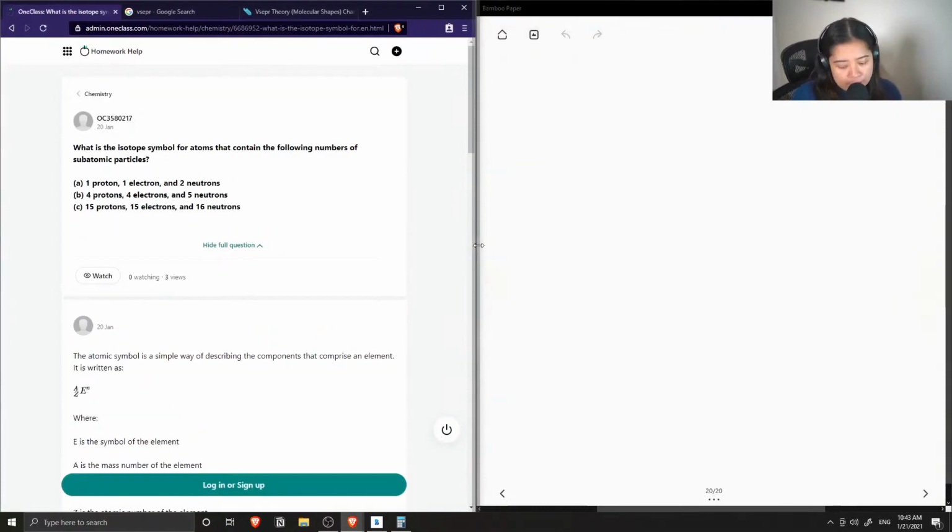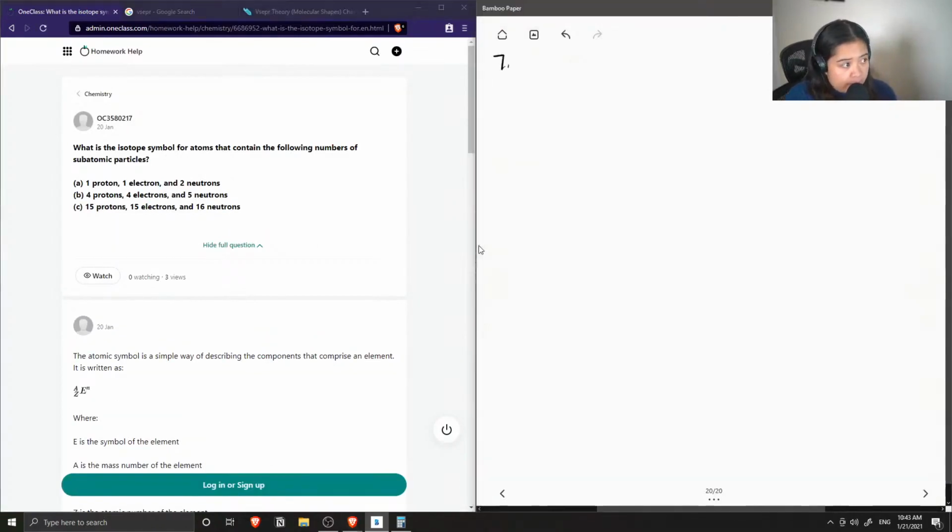Okay, so question number 7. What is the isotope symbol for atoms that contain the following number of subatomic particles? Okay, so this is an interesting question because we don't know what element we have. We have to just try to find it out only given the number of protons, number of electrons, and the number of neutrons.